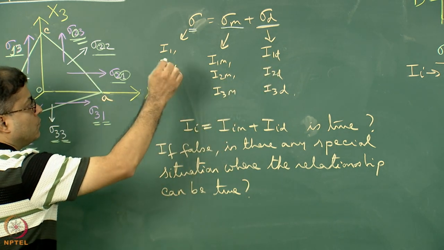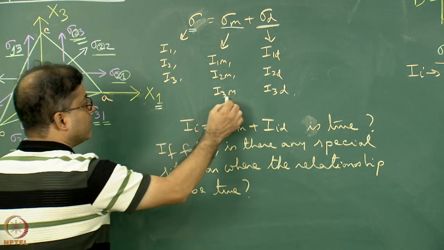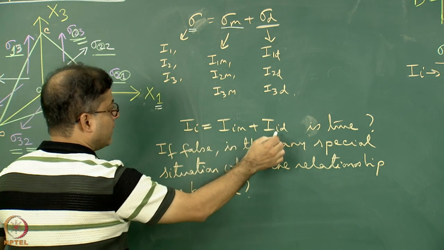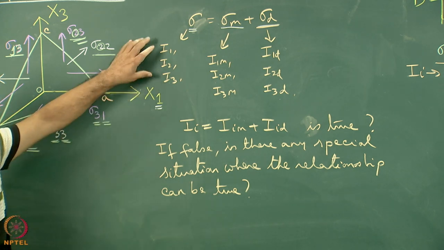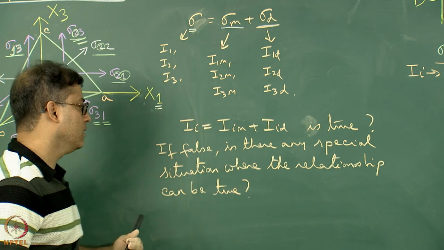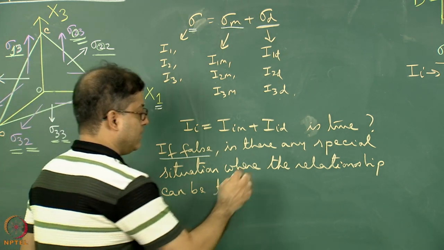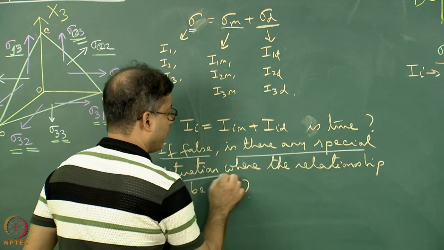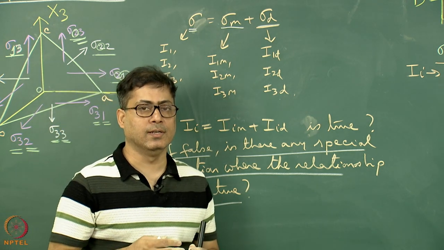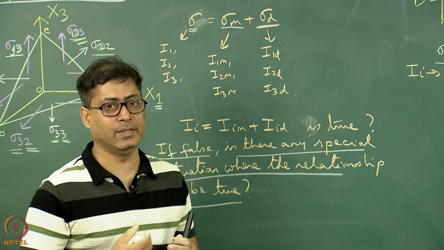The question here is, is it true that I1 equal to I1m plus I1d? Is it true that I2 equal to I2m plus I2d? Is it true that I3 is equal to I3m plus I3d? In other words, is it true that Ii is equal to Iim plus Iid? So once you have got these three expressions, these three and those three, by adding you can check is it true or false. Suppose you find out it is false, then can you find out any special situation when this relationship will hold true? And if that special algebraic relation is found, does it indicate any special geological situation, special physical meaning?